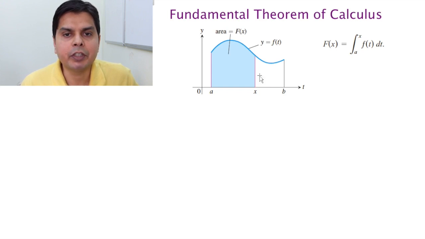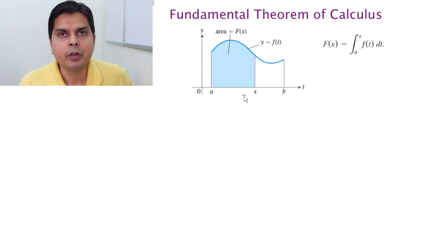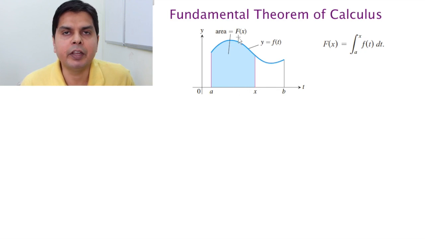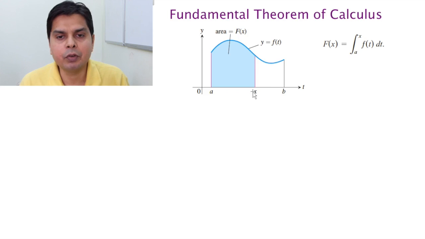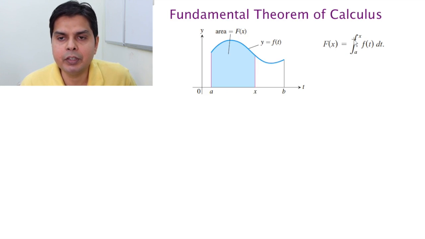Now this area function is denoted by capital F(x). This is a function of x. Why is this a function of x? Because as I change my x, suppose I decrease my x, then this area function F(x) will decrease. If I increase my x, then this area function F(x) will increase. So this is a function of this x. And this function is defined as F(x) is equal to the integral from a to x of f(t) dt. That is, it is the integral of this integrand from lower limit a, that is from here, to x.